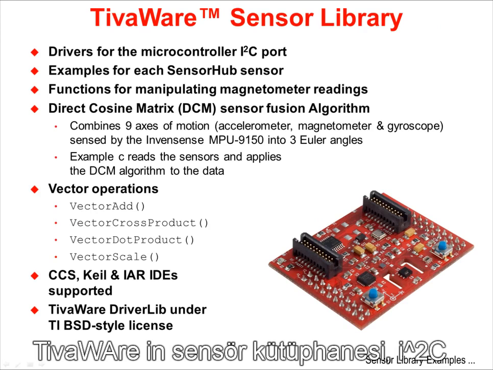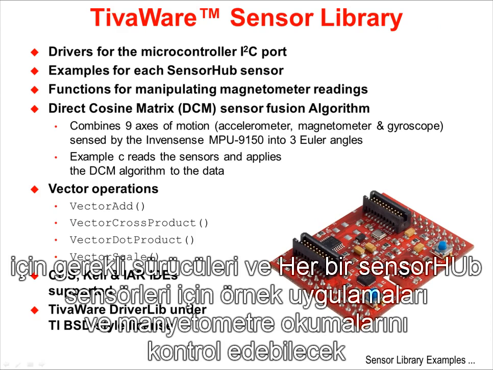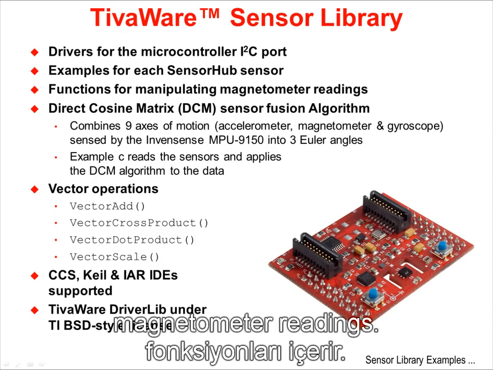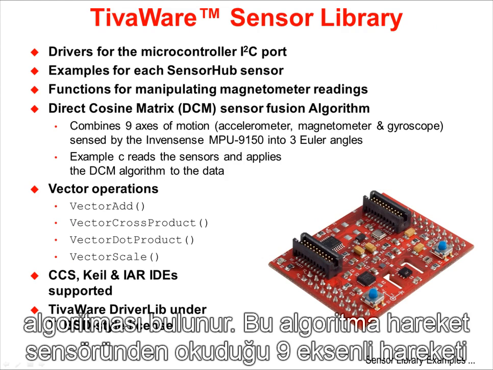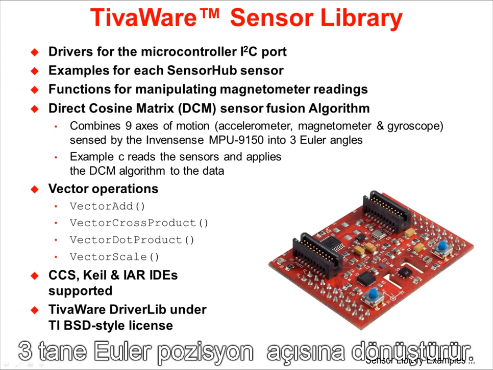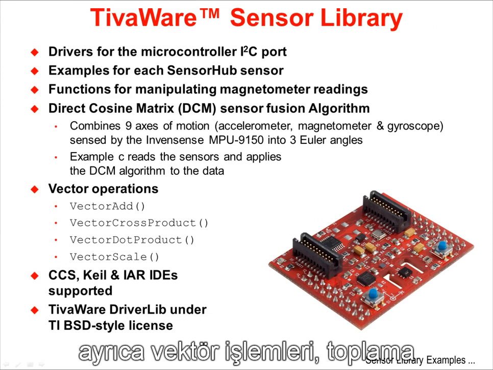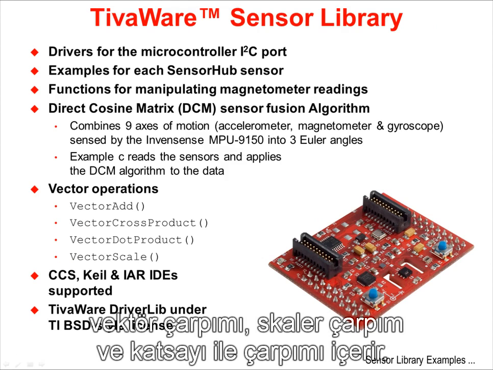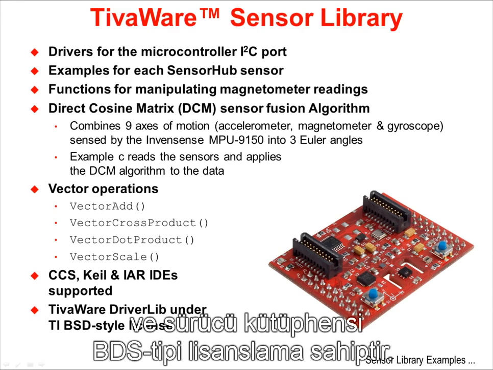The TivaWare sensor library includes drivers for the microcontroller I2C port, examples for each SensorHub sensor, and functions for manipulating the magnetometer readings. A direct cosine matrix or DCM sensor fusion algorithm is included that combines the 9 axes of motion from the motion sensor into 3 Euler angles of position. Example code reads the sensors and applies the DCM algorithm to the data. Also included are vector operations like add, cross product, dot product, and scale. All 3 development environments are supported and the driver library is under a BSD type license.